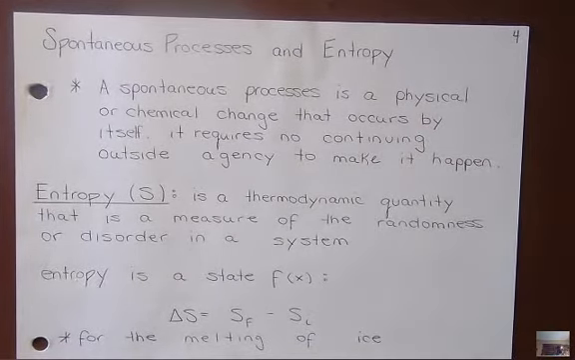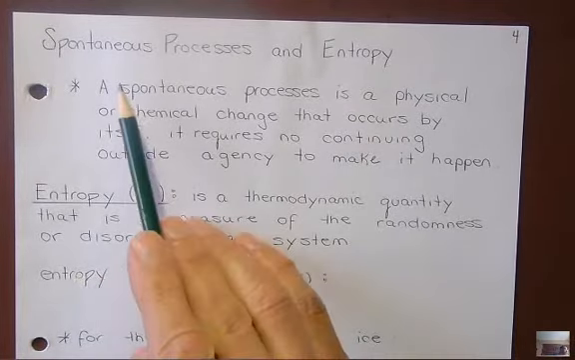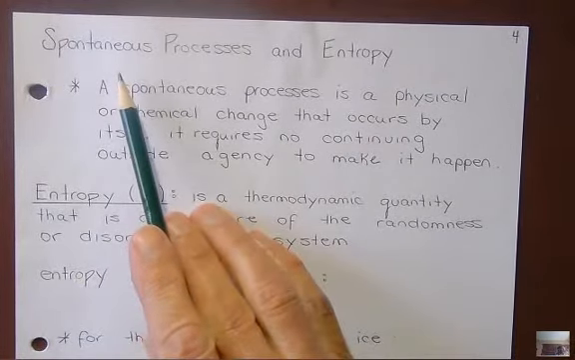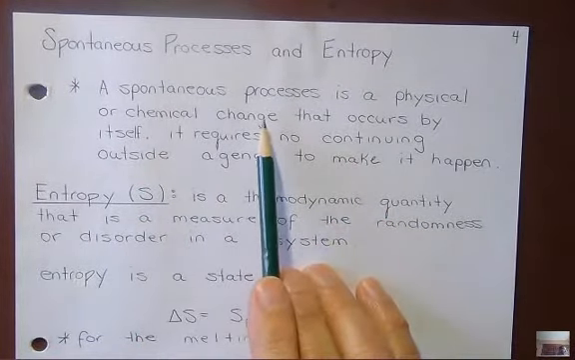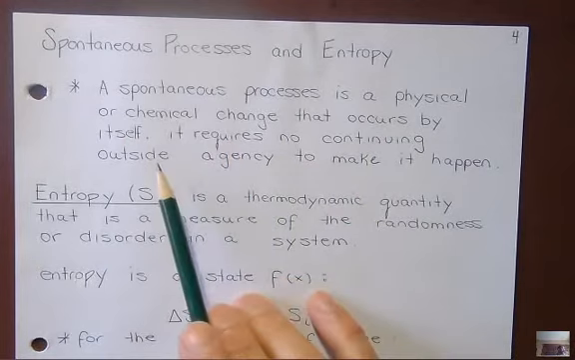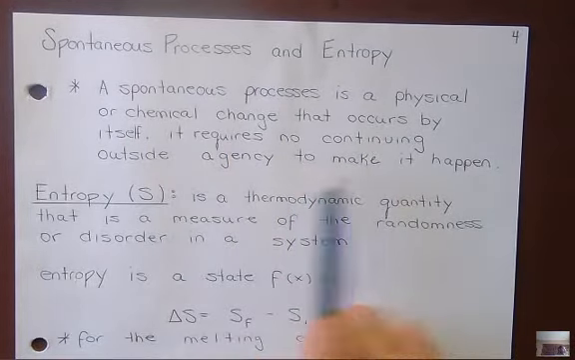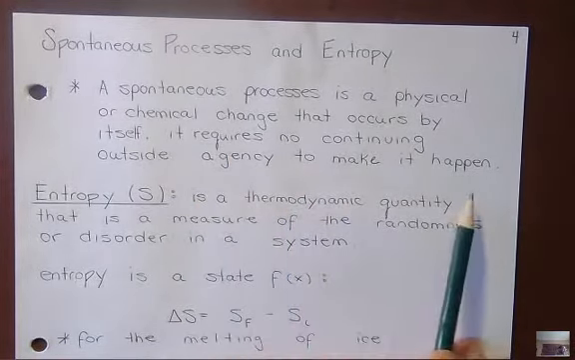And in this video, we're going to concentrate on entropy. So first thing we're going to talk about is what does it mean for a reaction to be spontaneous? So spontaneous processes and entropy. A spontaneous process is a physical or chemical change that occurs by itself. It requires no continuing outside agency to make it happen.